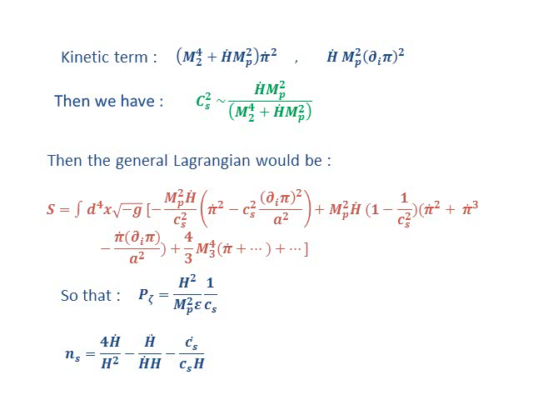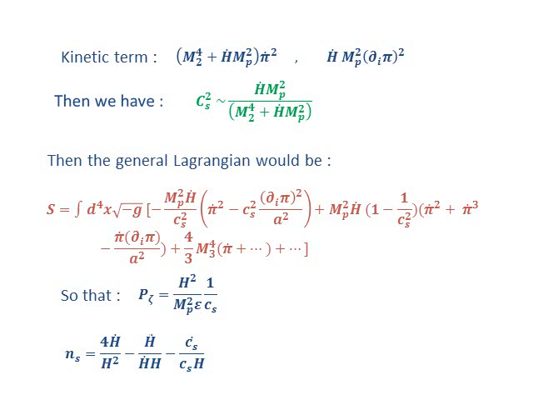And also we are interested in the cases where H dot is less than 0. And so if we want Cs not to become greater than 1, we should impose that M2 to the 4 should be greater than 0.